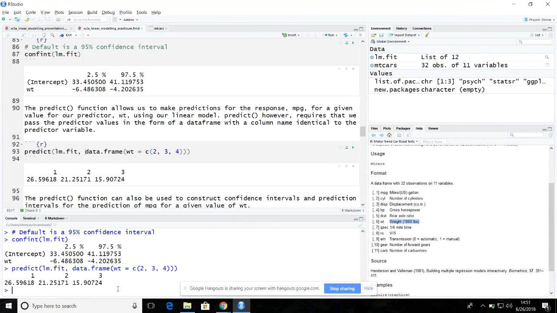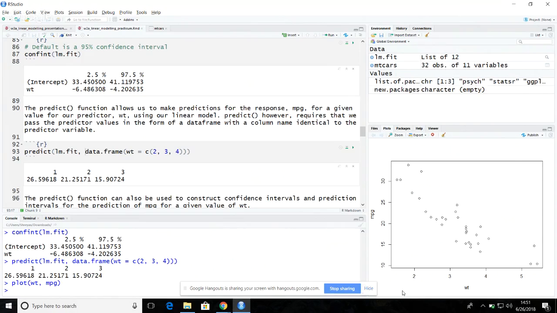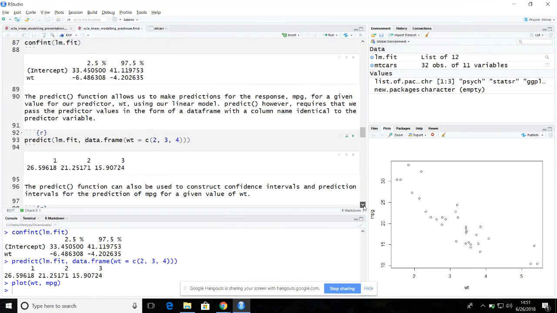These are the predictions. To put it in context, we can make a quick scatter plot. So we plot the weight against mpg. You can see the plot here. For a weight of 2, we predicted 26.6, which is about somewhere here. If you look at the values, they make sense. They're sensible.